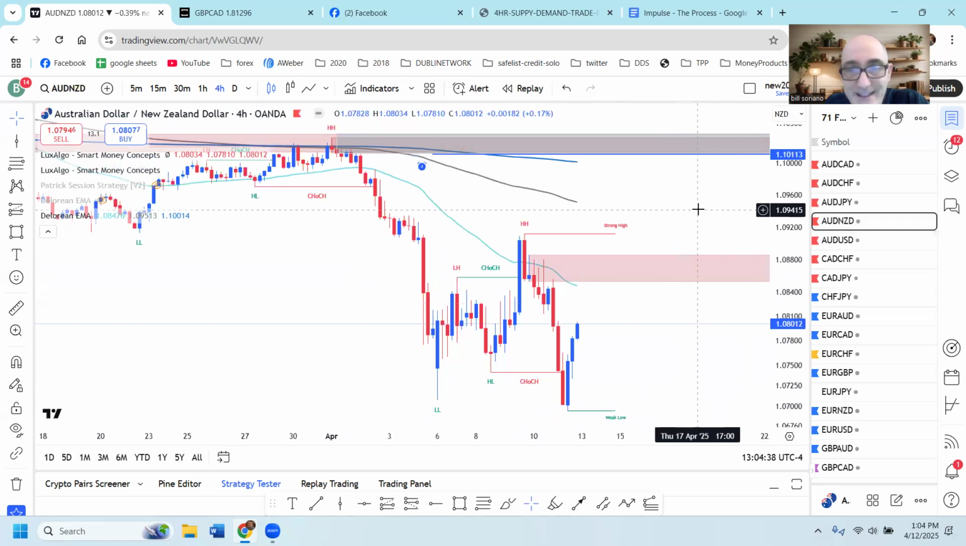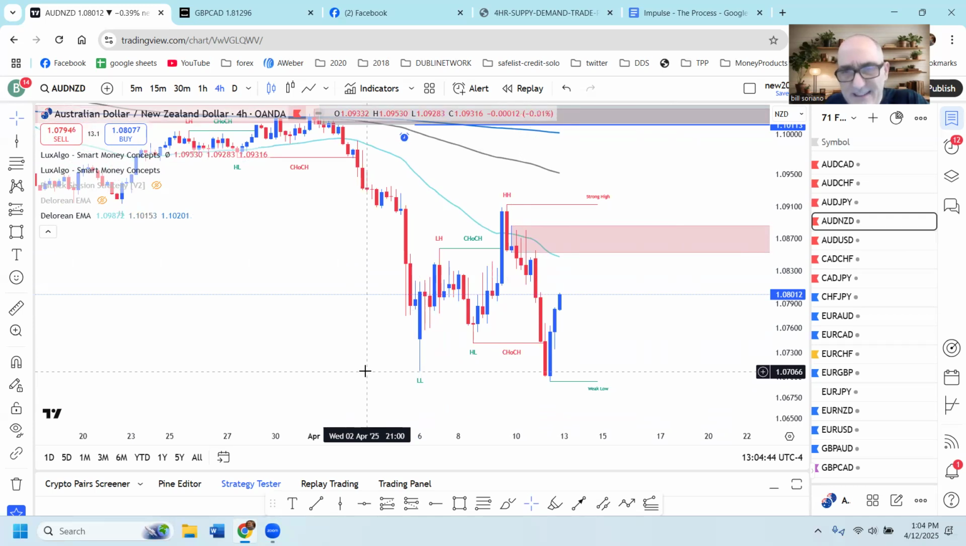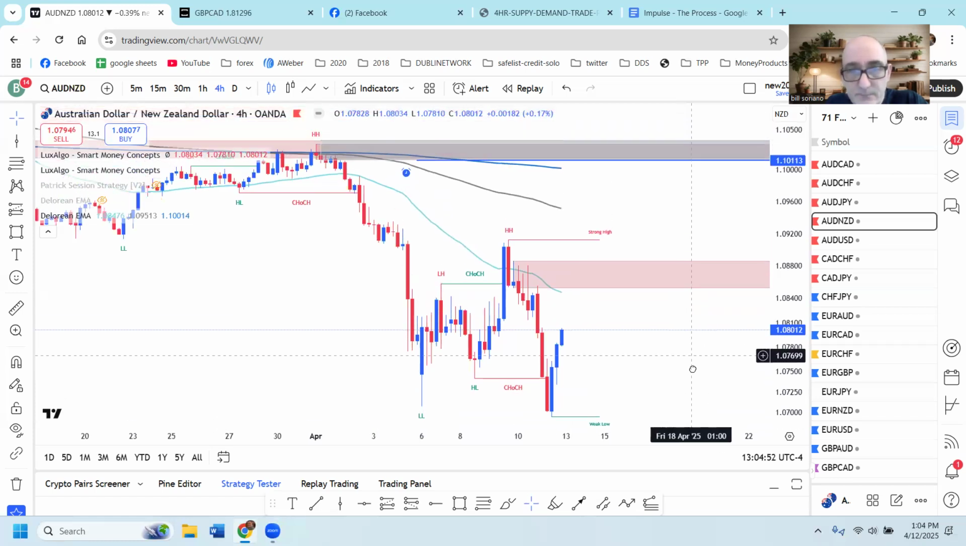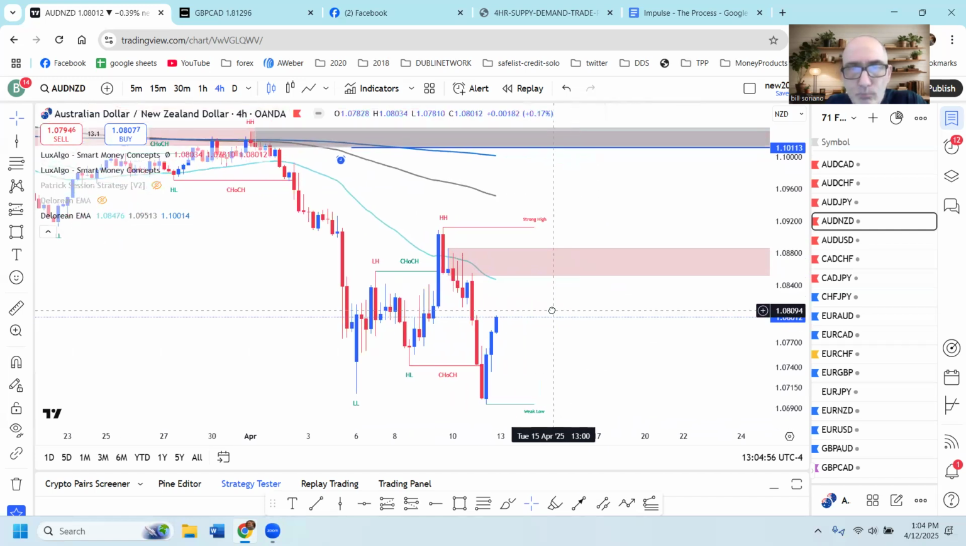AUD NZD now, this one, we did get a break of structure to the downside here. This candle right here does close below the wick of this candle over here. So this gives us this new zone right here. Okay.